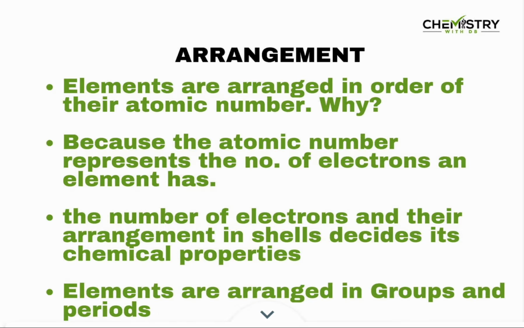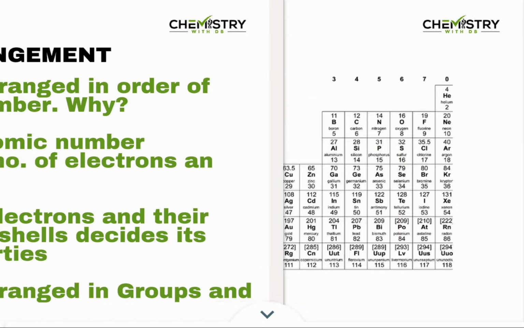Now let's have a quick recap of what we have just learned. So the elements are arranged in the periodic table in the order of the atomic number, because the atomic number represents the number of electrons that an element has, and the number of electrons and their arrangement in the various shells basically decides their chemical properties. So this is why the elements are arranged as per atomic number. Now broadly the arrangement is as per groups and periods. So now let's see what are groups and periods.